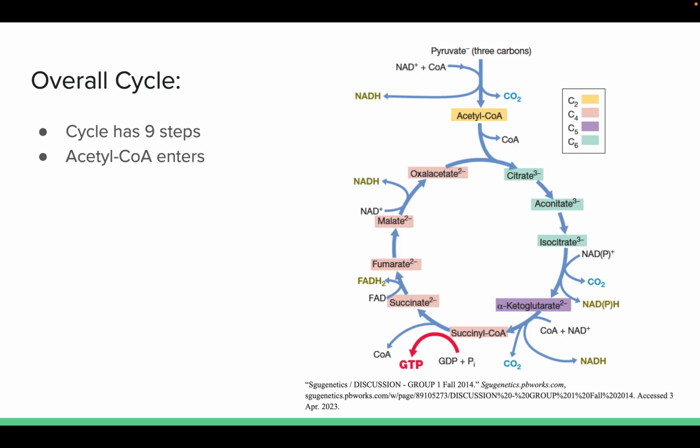Real quick, before we talk about each step, this is the overall pathway of the TCA cycle. In total, there are 9 steps, although technically there are 8 for the presentation of this TCA cycle. But before we can start with step 1, we must understand that acetyl-CoA must enter.